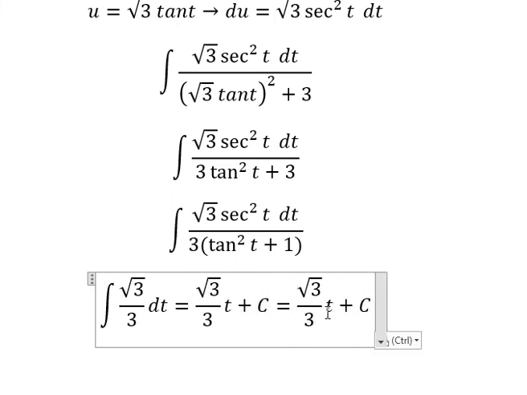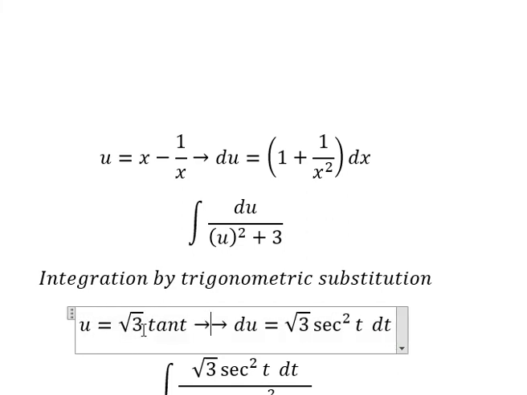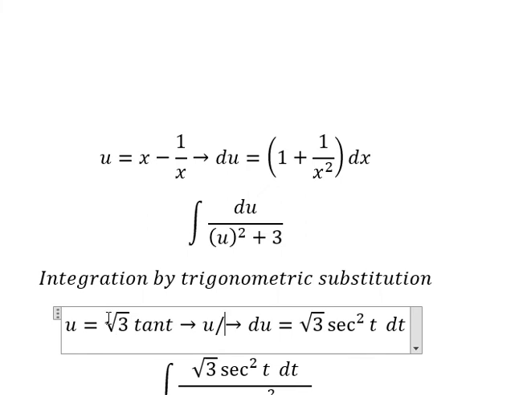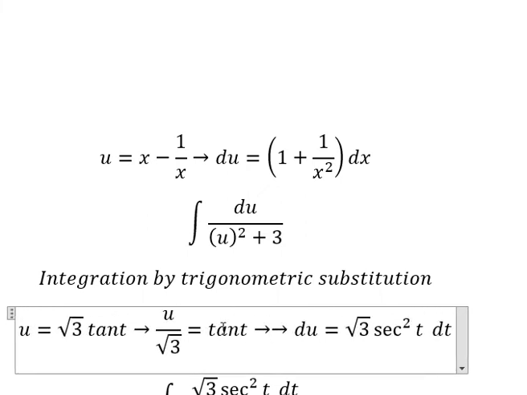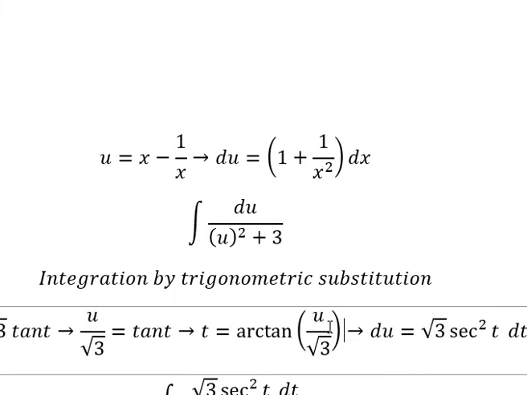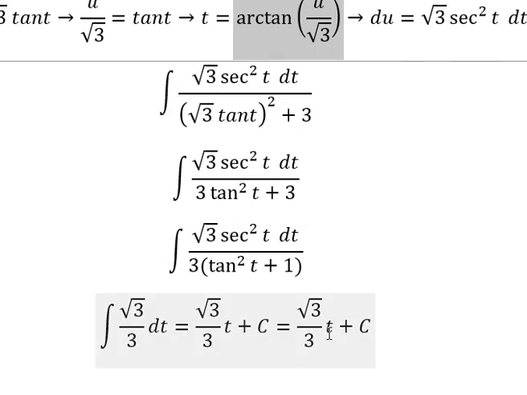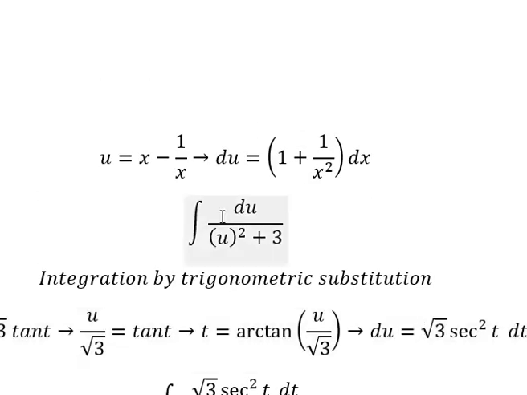About t, that is about this one. So we divide both sides by the square root of number 3. And we have t equals to arctan of this one. So we put this one to replace for t. And about u, that is about this one.